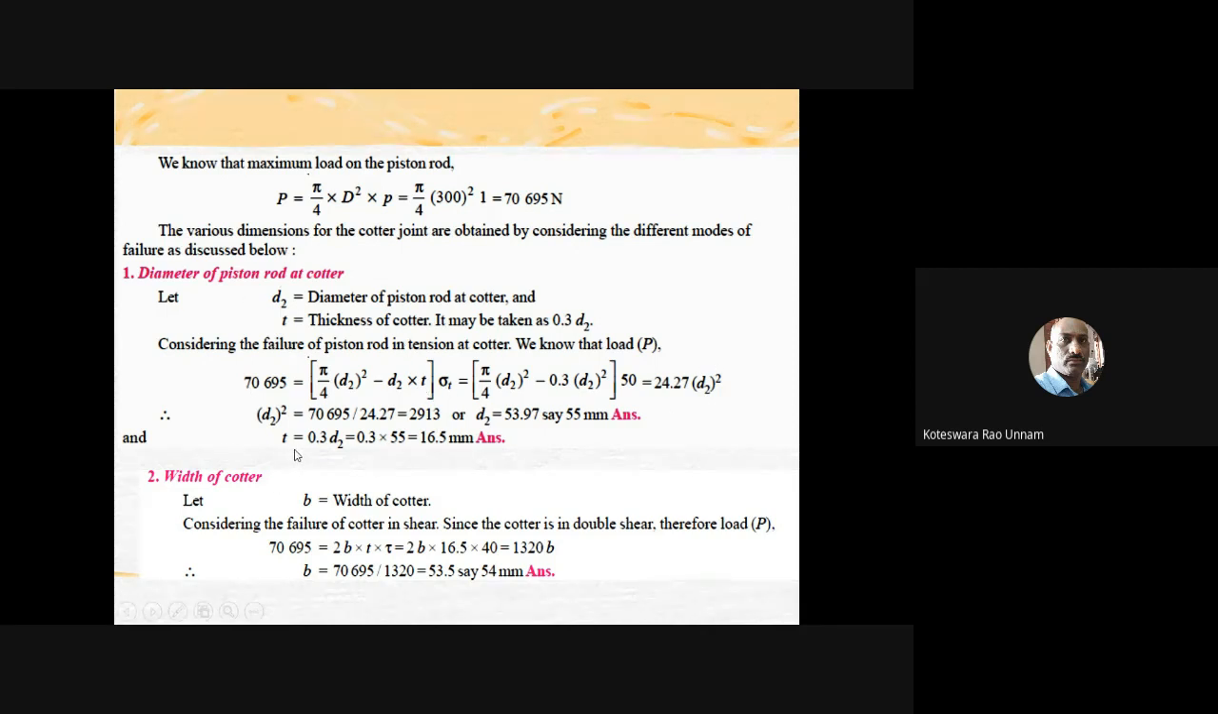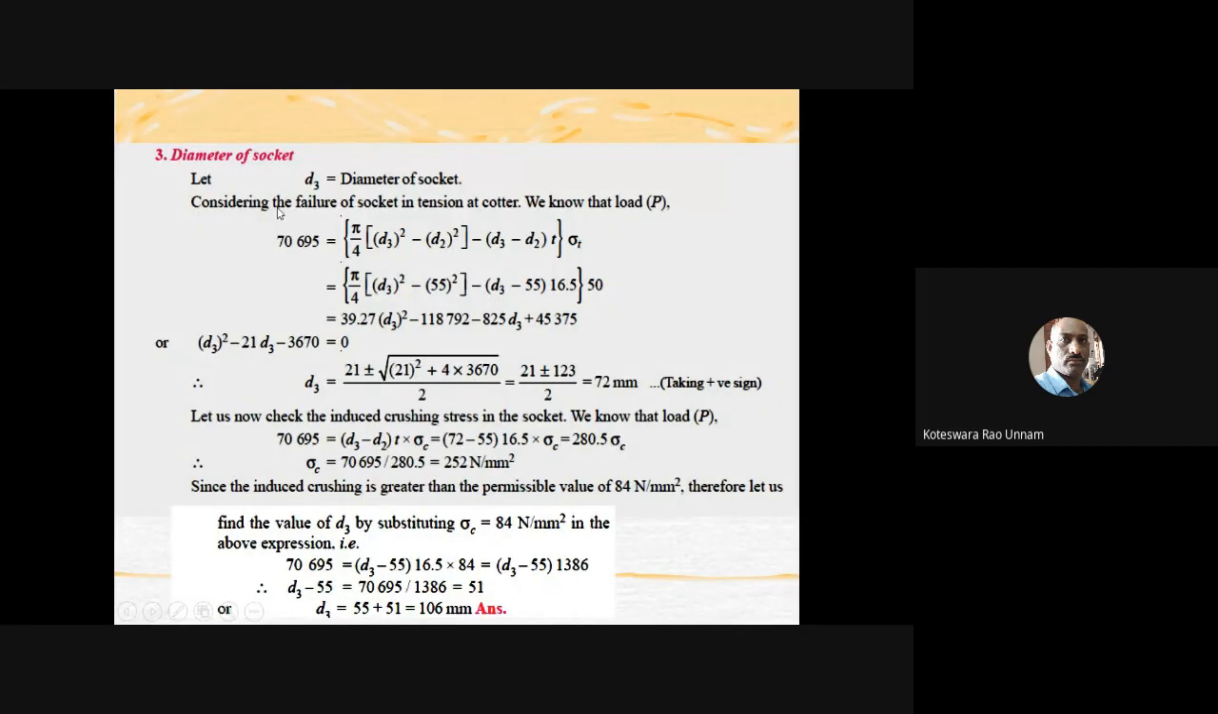And see here, this assumption is also there. D2 into T he has taken. This T, the thickness of the cotter, he has taken as 0.3 times D2 only. That is also there in our data book: T equals 0.3 times D. Then using these relations, he calculated D2 and D3. Then for the width of the cotter, you need to consider the double shearing strength of the cotter, 2B into T into tau. That should be equal to your applied load P. From that you will get the B value.